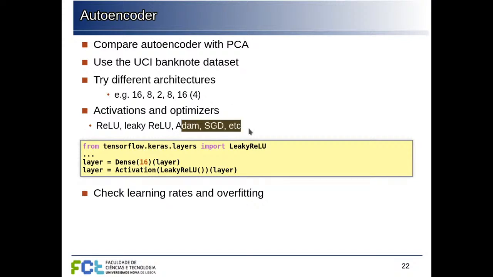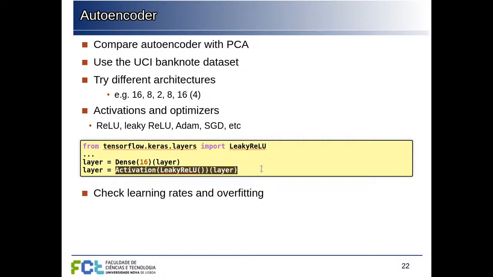Try with different optimizers. You can experiment with different variants of rectified linear units, for example, different activations. This is easy. You just import whatever you want from the layers in Keras, and then add the activation that you want. Some of them you may not have the string for putting right in the dense layer. I don't know if all of them have, but if they don't, you can always split between the layer and the activation. So you can experiment a bit with this and try to optimize the representation that you find at the end.